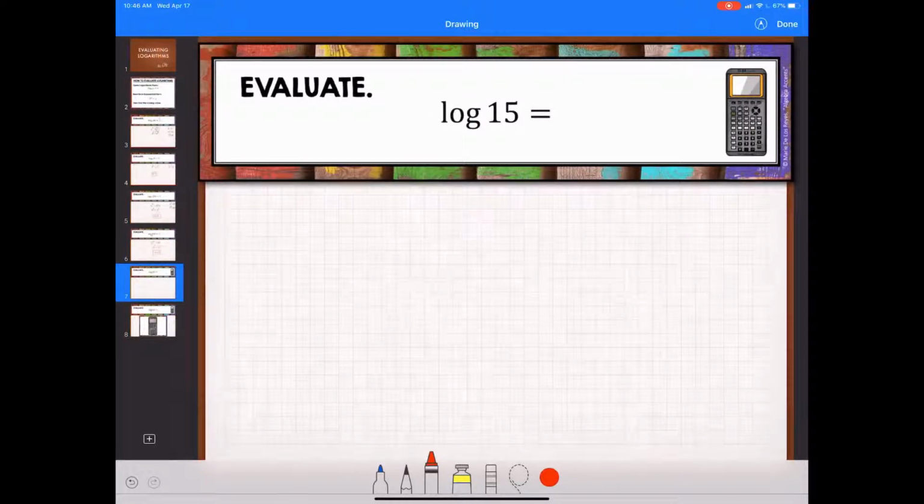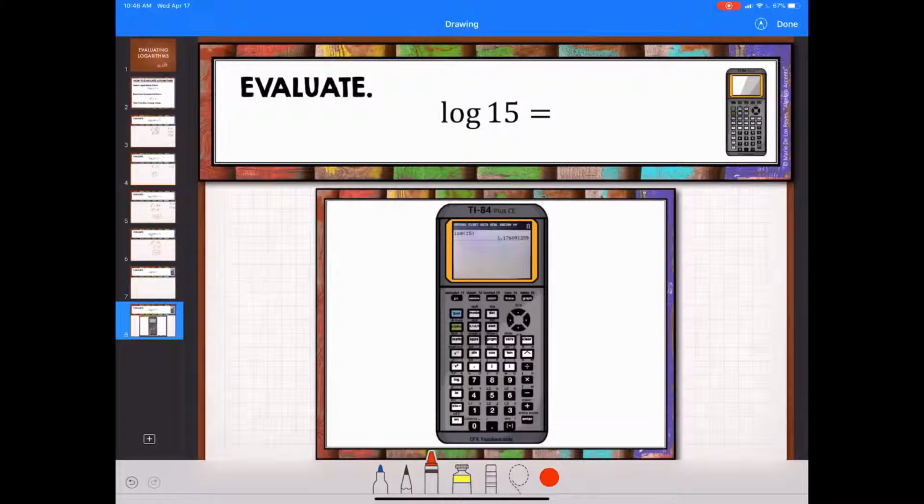So now let's take a look at another example with a log of base 10. You know it's base 10 because you don't see the base right here. When you have a log of base 10, you can actually just use your calculator. So if you notice on your graphing calculator, the log button is right here. You'll push the log button, type in the number, and you don't necessarily have to close the parentheses. I would, and then hit enter.